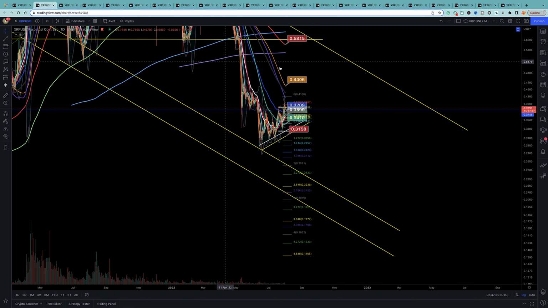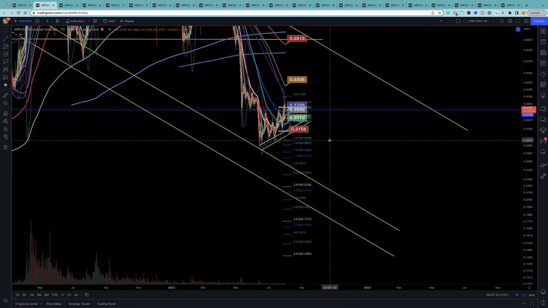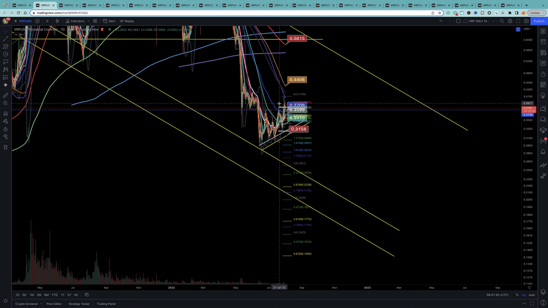I know the whales in the last month have been selling an awful lot of their coins, so they're selling them now. So this relief rally is the whales selling into the market. That's what's lifting this now.